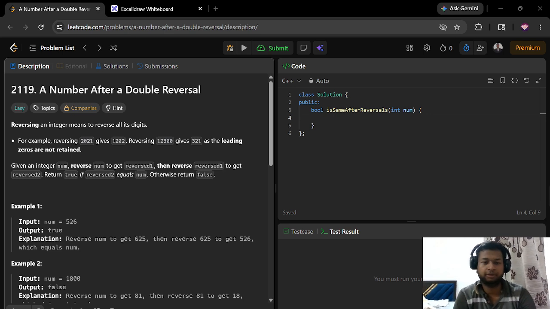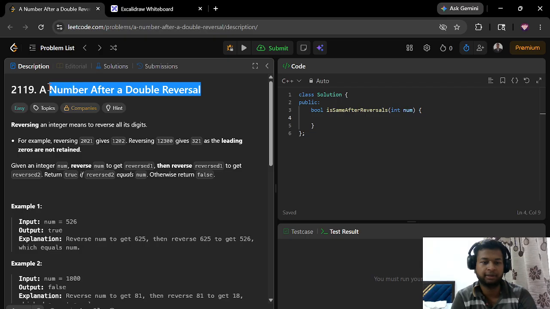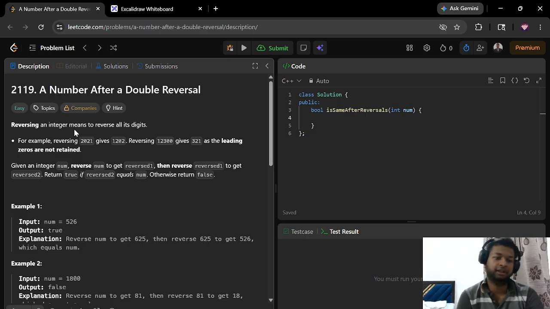Hello friends, our today's question is question number 2119, which is a number after double reversal. So what this question is saying, let's see. Reversing an integer means to reverse all its digits. Okay, so for example, reversing 2021 gives 1202.